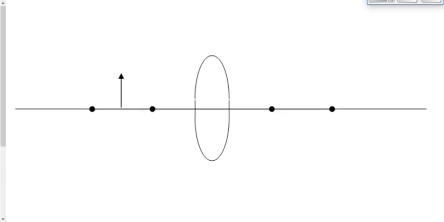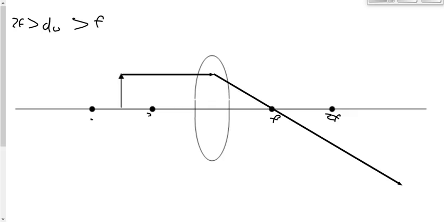Okay, next one. This time our object distance is greater than F, but yet it's smaller than 2F. So we're going to say DO is in between 2F and F. First ray is going to go from the top of Mr. Aiello's head, parallel to the principal axis, and it's going to go down through the focal point. Second ray is going to go down from the top of Mr. Aiello's head through the optical center, and it's going to go straight through.